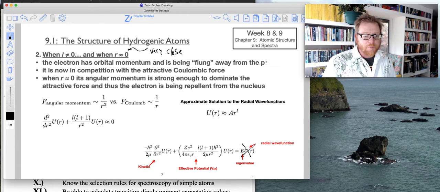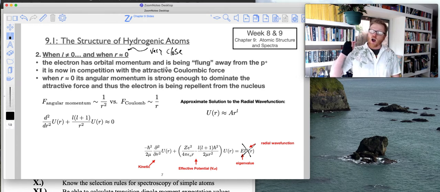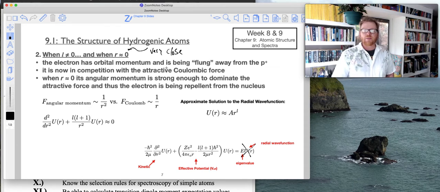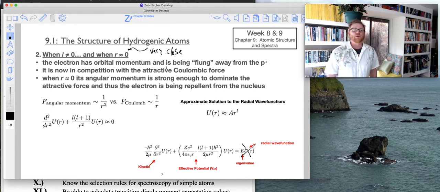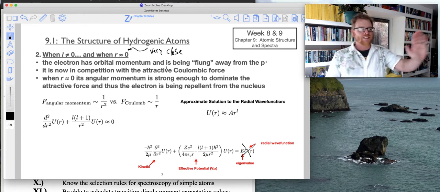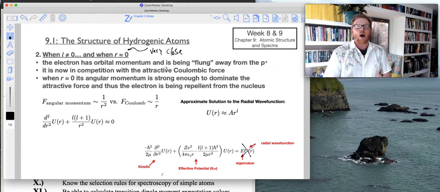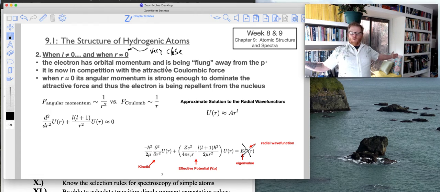All right. But now also the electron has orbital angular momentum and it's being flung away from the proton. So imagine you're on the famous carnival ride, where you sit and lean up against the wall and it starts spinning you around and they drop the floor out. But you stay in position because your angular momentum is flinging you outward, right up against that wall, and they can drop the floor out and you won't fall down, okay?